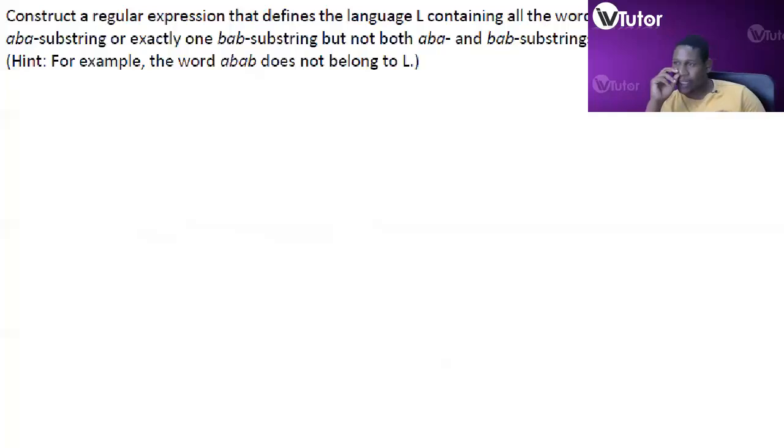Construct a regular expression that defines the language L containing all words with either exactly one ABA substring or exactly one BAB substring. So exactly one ABA substring or exactly one BAB substring, but not both ABA and BAB substring. You can either have exactly one ABA or exactly one BAB substring. And words such as BABA are not allowed because you have ABA substring and you've got a BAB substring, right?